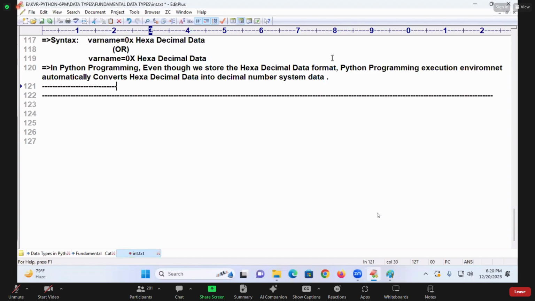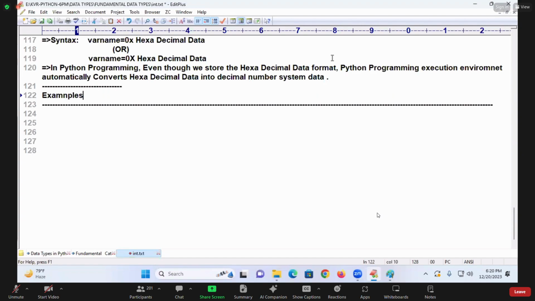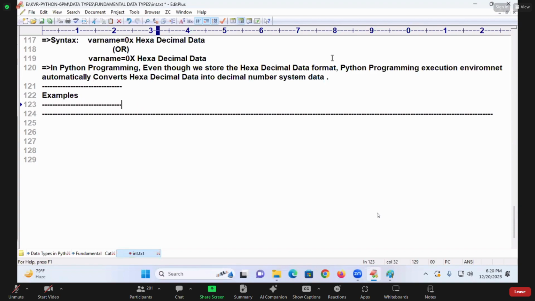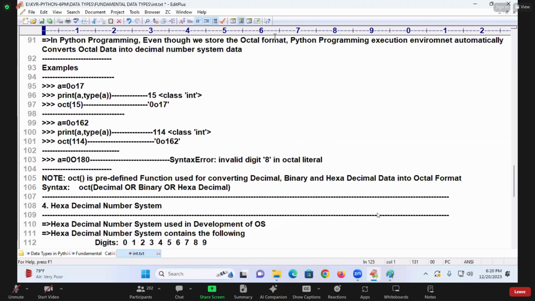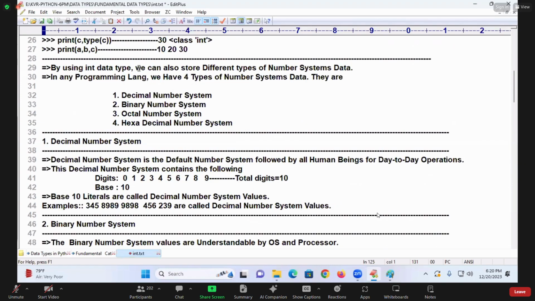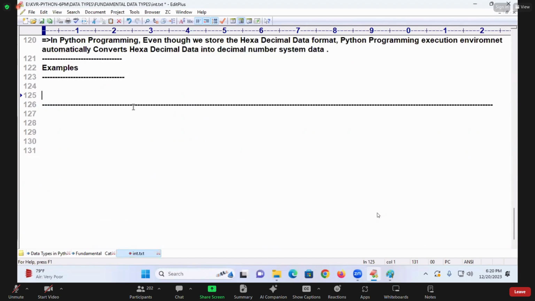Let us see the examples I want to introduce. Important, students. At MCQ level, you will come across this, at least 1 or 2 questions will come on number systems. With respect to which data type? Int data type. That's why be clear about these number systems.